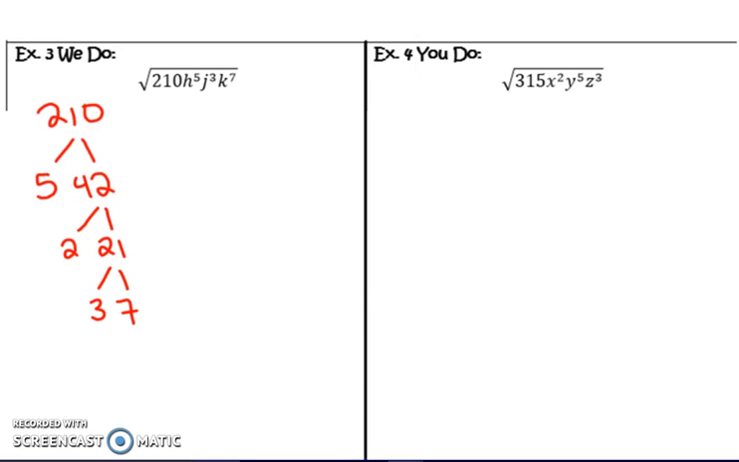If I look at there, I'm going to cross out all the numbers I broke down, I don't have any pairs. And that's okay. Sometimes you're not going to have pairs. That means the square root of 210 is in simplest form. But that doesn't mean you don't have to check your variables.